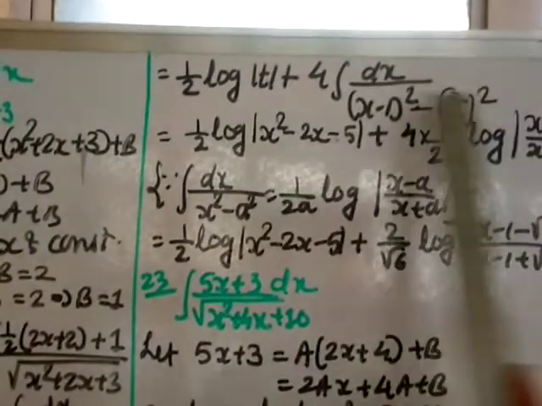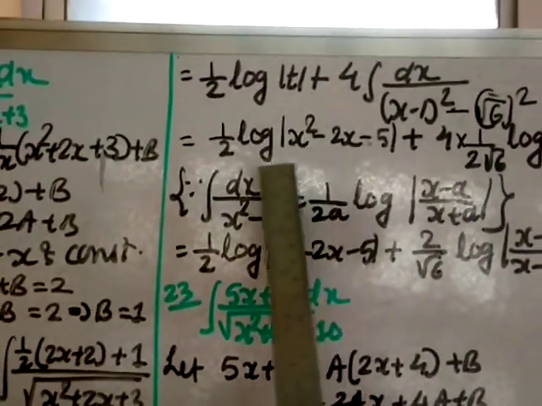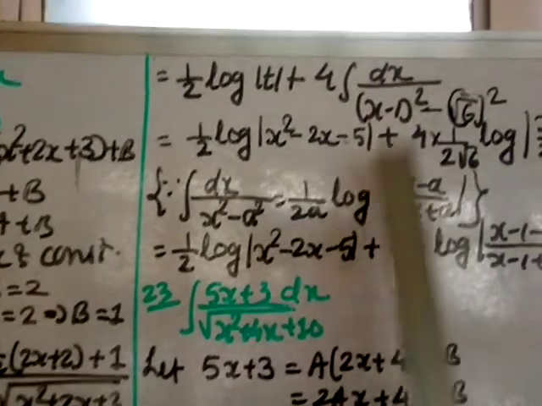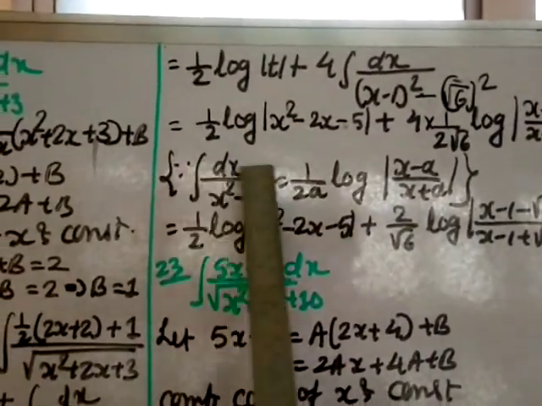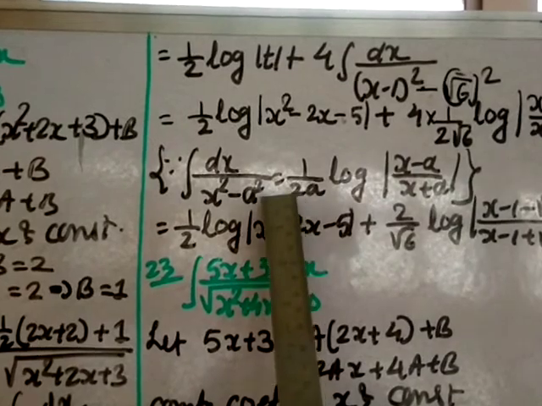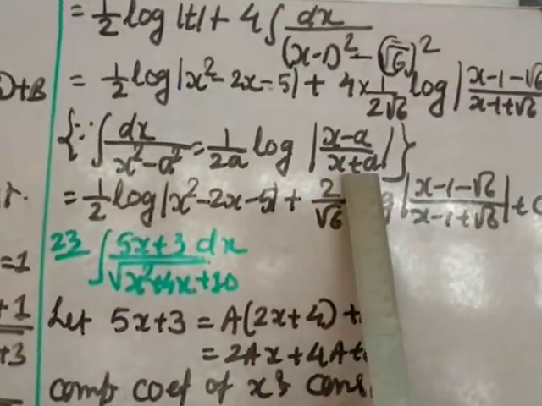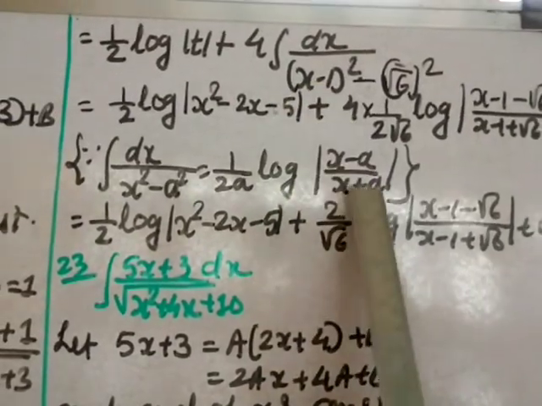Okay, so I have written here, put the value of t, so 1 by 2 log of x square minus 2x minus 5. And for this integral I am using the formula: integral dx divided by x square minus a square equals 1 by 2a log of (x minus a) divided by (x plus a). Okay, here x is x minus 1 and a is root 6.